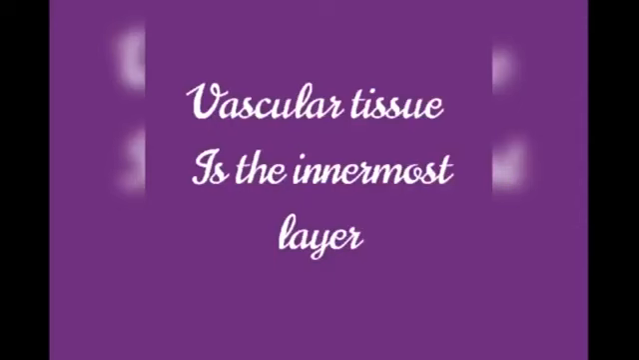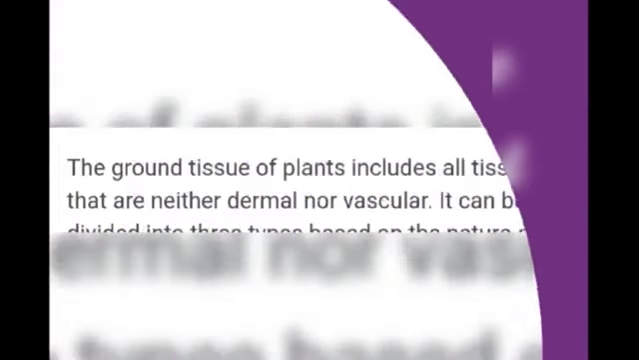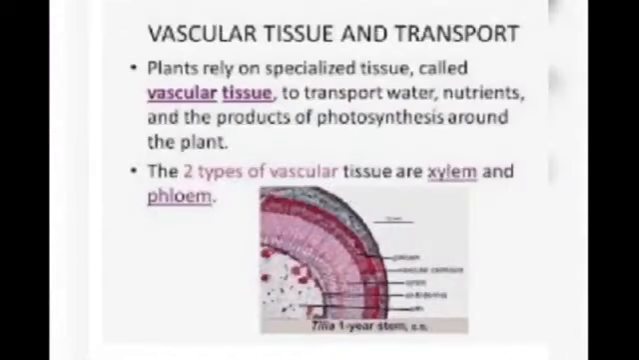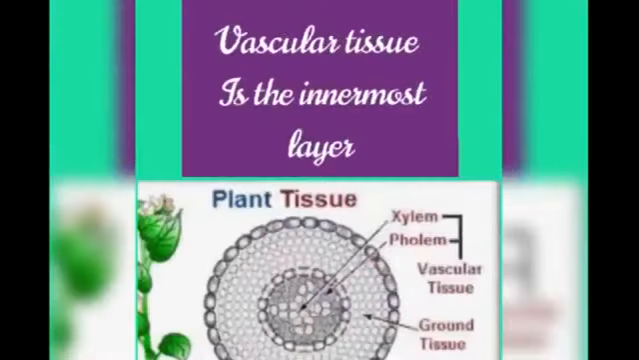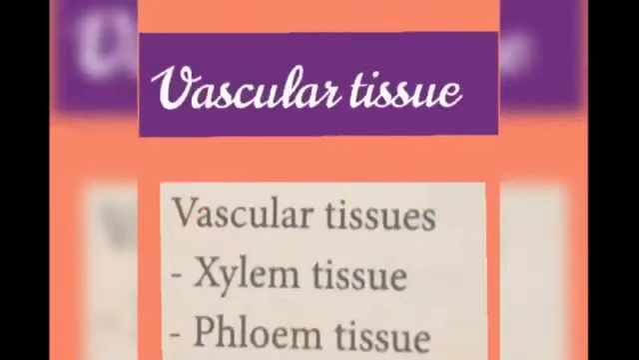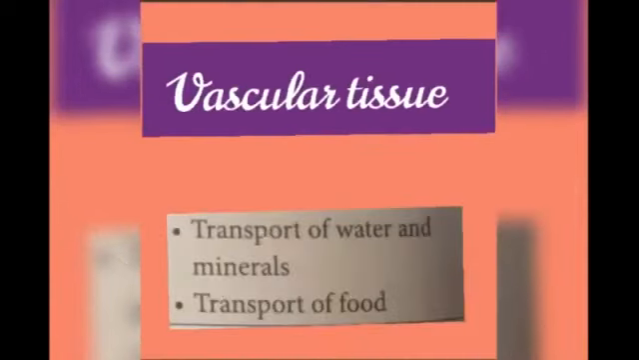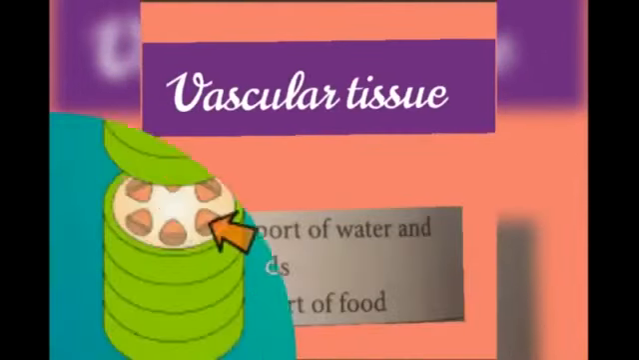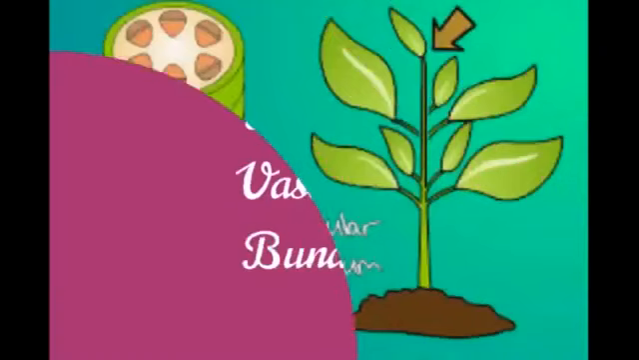The next tissue would be vascular tissue, which is the innermost layer of the organ. The vascular tissue of the plant includes the xylem and the phloem and helps in the transport of food materials. It is the innermost layer of the organ. They consist of the important xylem and phloem tissue for conducting food and water. The main function would be transport of food and minerals from the plant and of the plant.